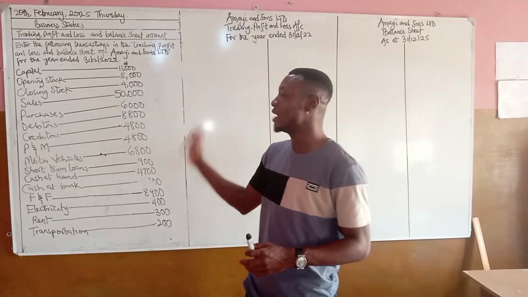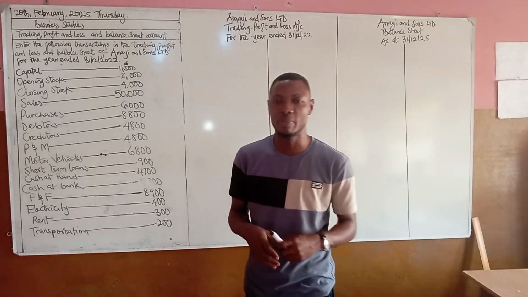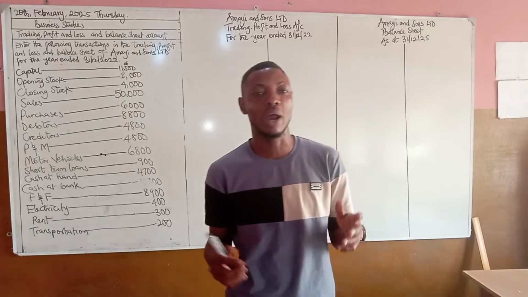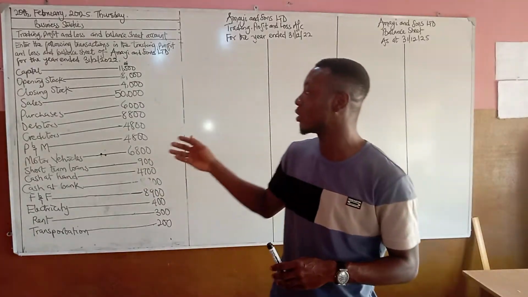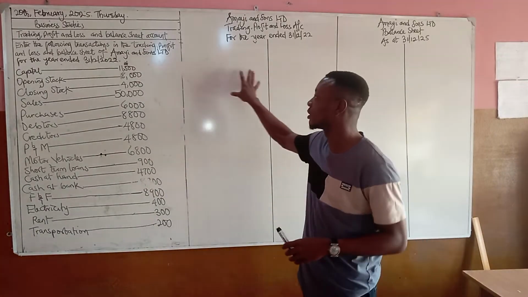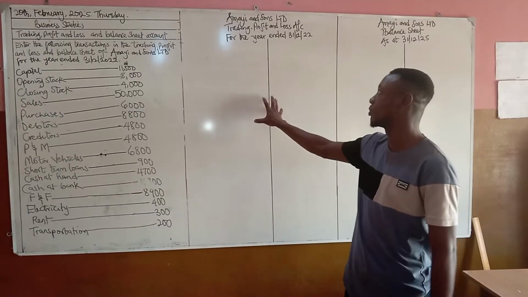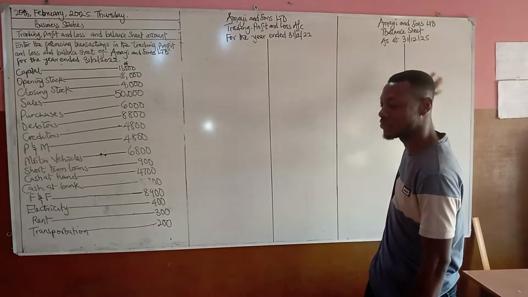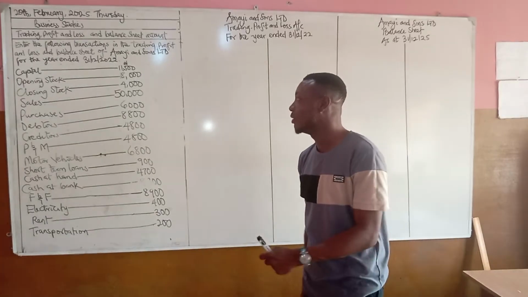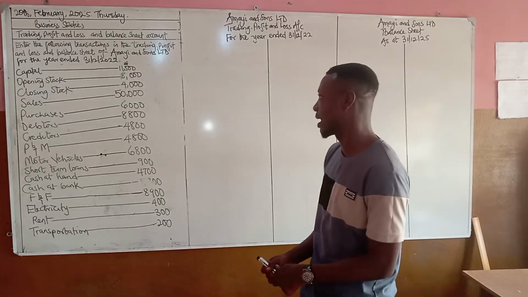Now, we already know the format from all the videos we've been making. We already know the format of preparing a trading account. So let's quickly run through this and then post into our trading account. I've had my T format of the trading profit and loss account and also that for the balance sheet. Now, let's start with our trading account.